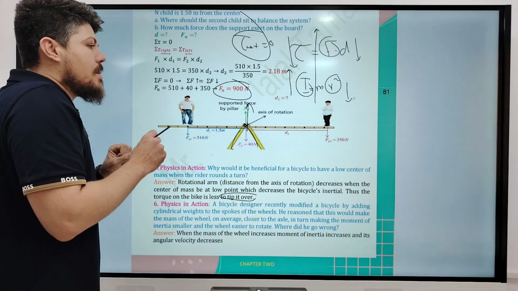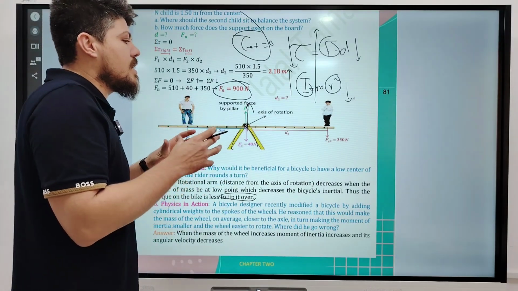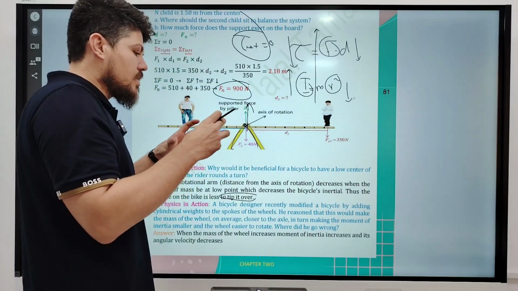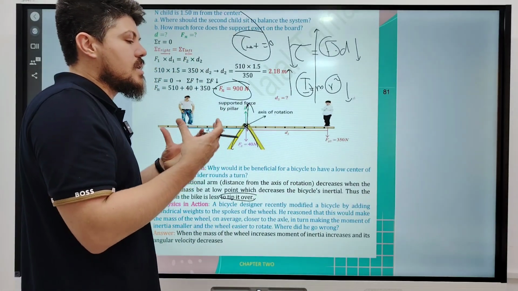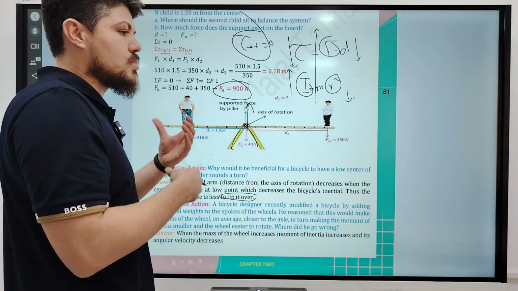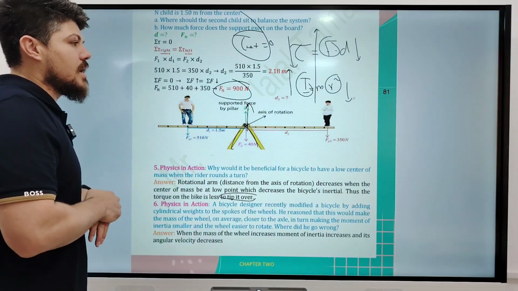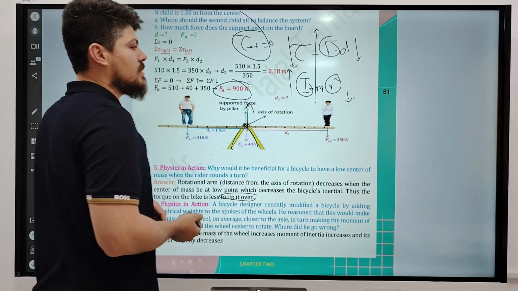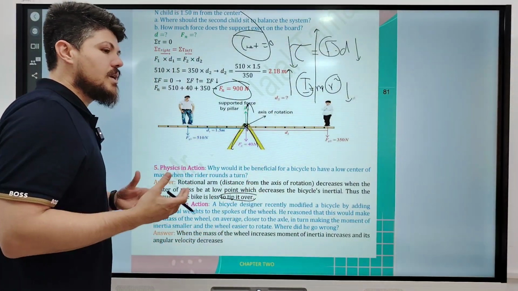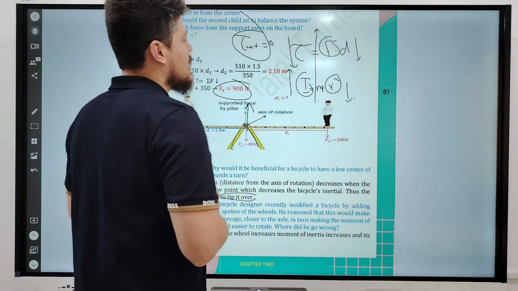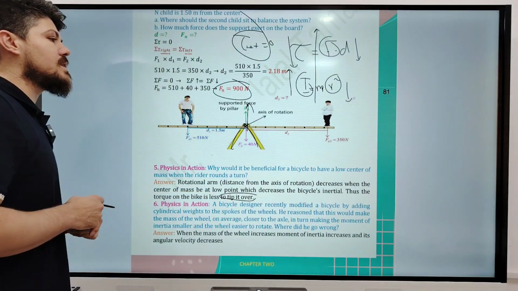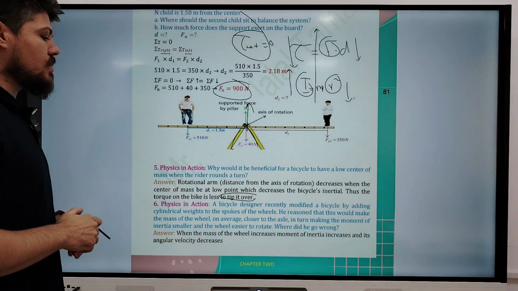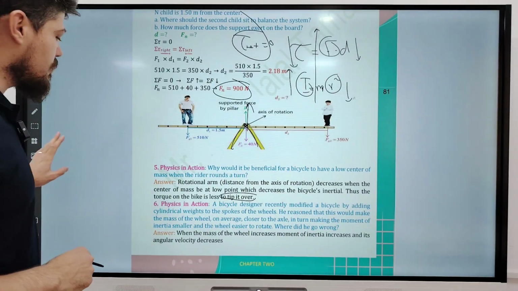But if the designer were trying to bring the mass of the wheel itself close to the axis of rotation, in that case the moment of inertia decreases and it rotates easily. But extra mass increases the moment of inertia. The mass increases a lot, so that is why the moment of inertia also increases, and it doesn't decrease, so it is difficult to rotate the object.